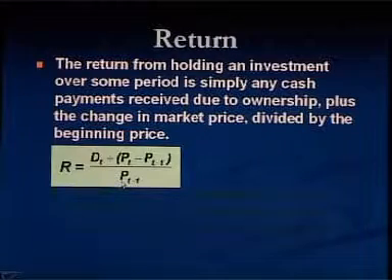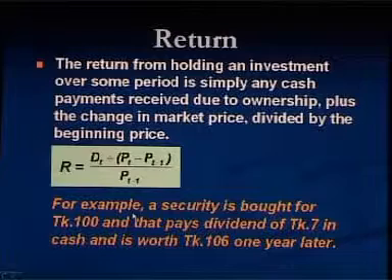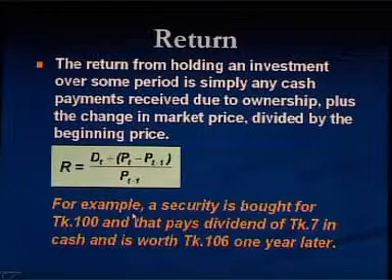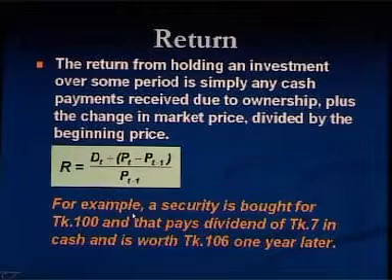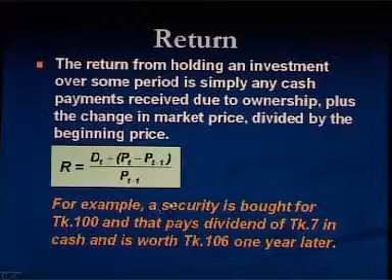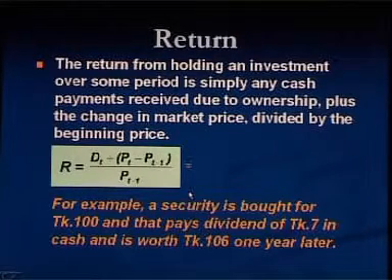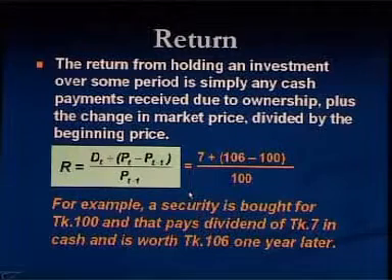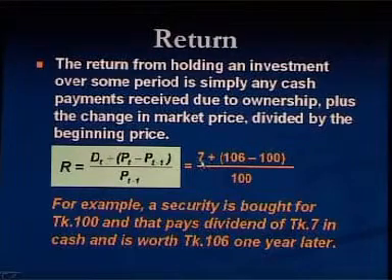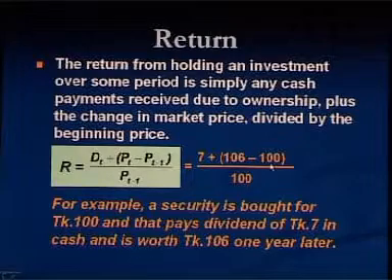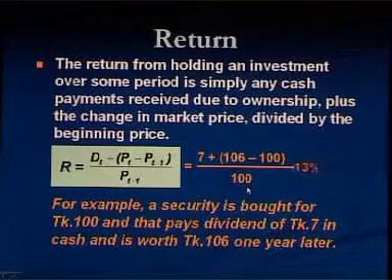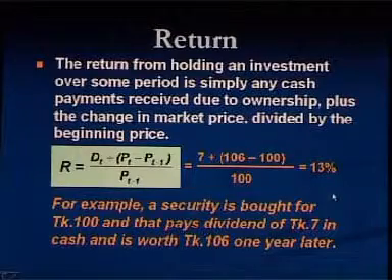For example, a security is bought for taka 100, pays a dividend of taka 7 in cash, and is sold for taka 106 1 year later. From this example, we can put values in the equation. Here the dividend was 7, so dt is 7, the ending price was 106 and the beginning price was 100. This is the change in price and this is the beginning price. By calculating this, we get that the return is 13%. Here you get the idea about the formula to calculate 1 period return.